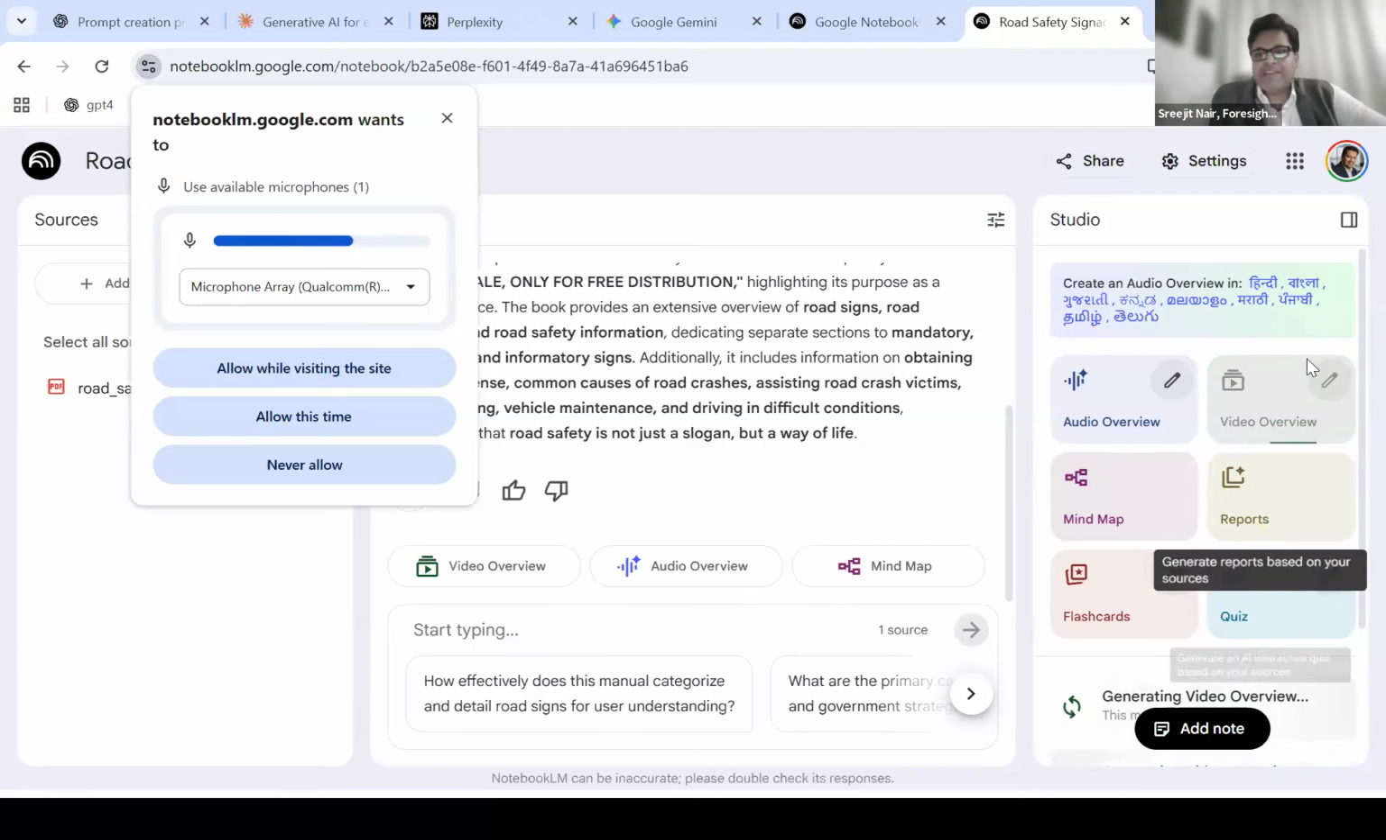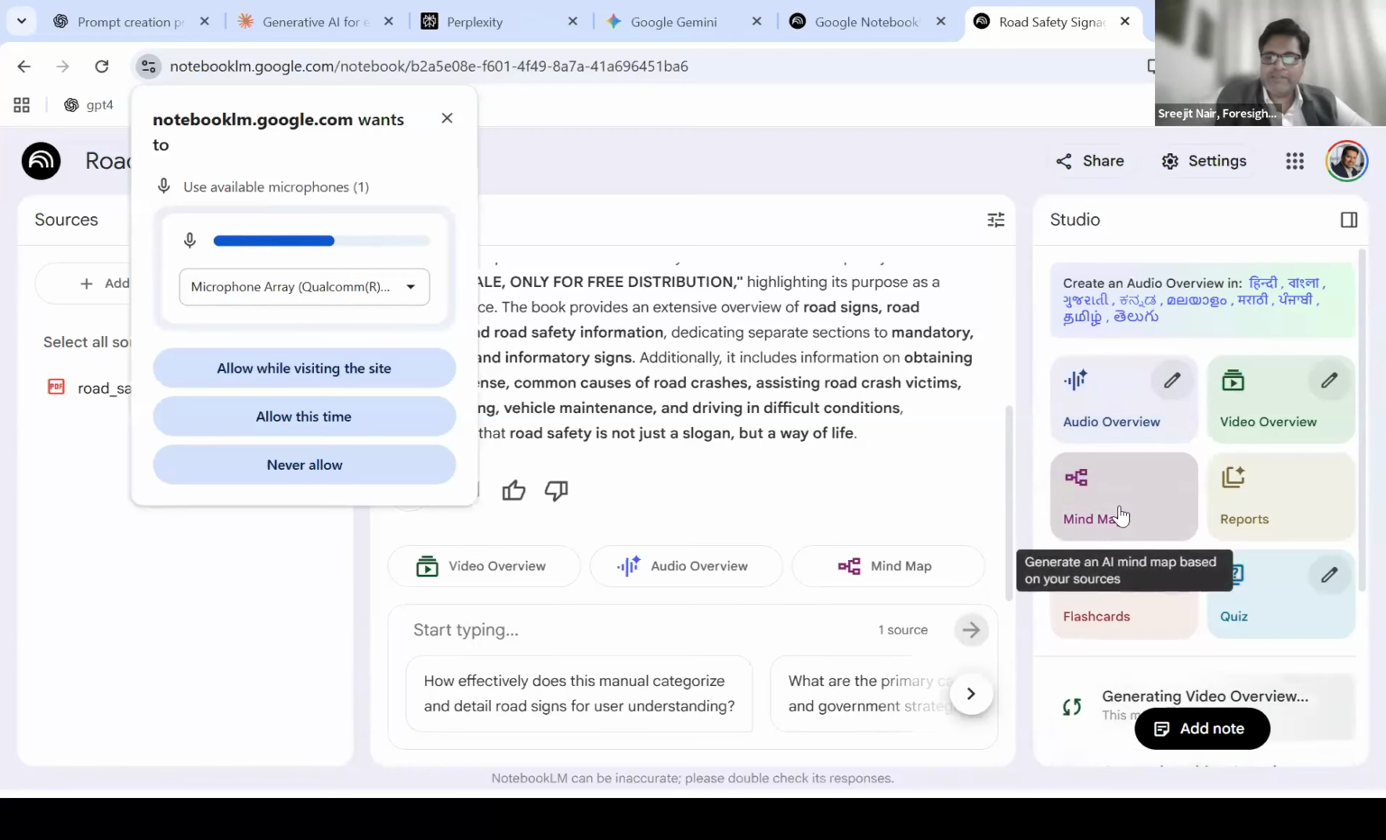Same is with video overview. What you can do is that a video overview will go through the entire book and create PPTs. It is like somebody is giving a PowerPoint based presentation on the entire book and helping me understand it section by section. So it creates a video overview.